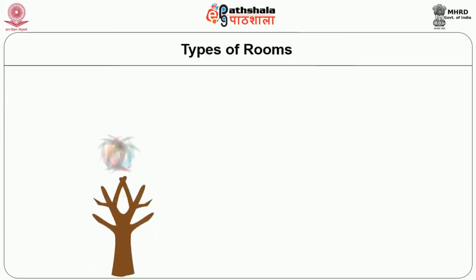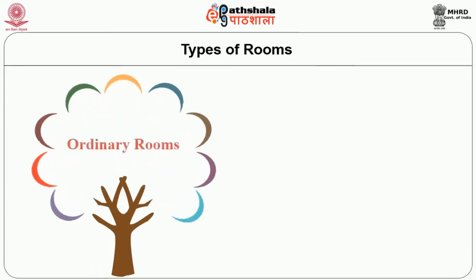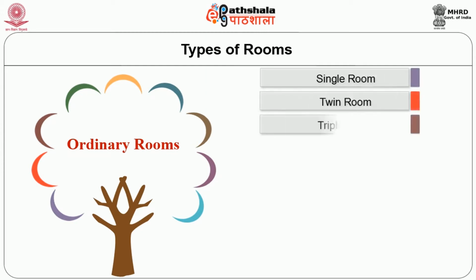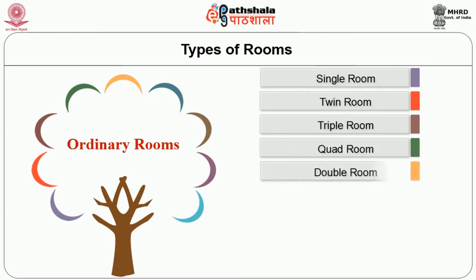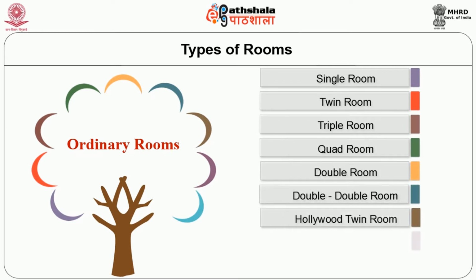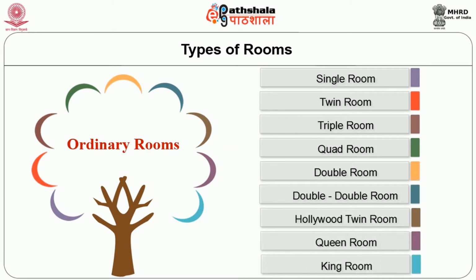There are a number of types of rooms available, which we generally classify as ordinary rooms, special rooms, and other types of rooms. Under the ordinary rooms, we have rooms such as single room, which is occupied by a single guest, twin rooms where 2 guests are accommodated, triple rooms, quad rooms, double rooms, Hollywood twin rooms, queen rooms and king rooms. So these are all categorized under the first category of rooms, which is usually called ordinary rooms.